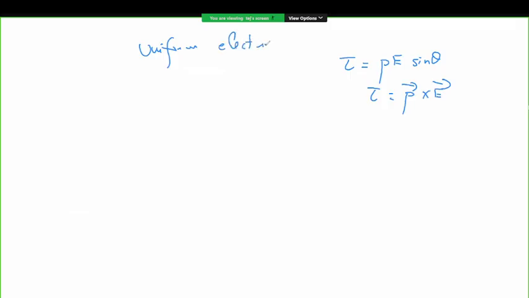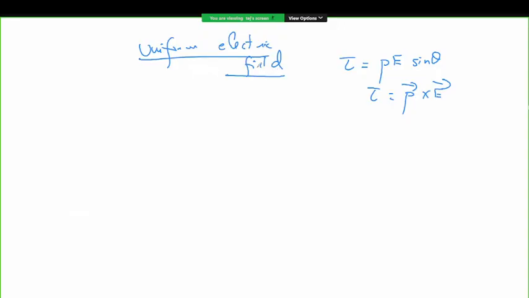Uniform external field, we spoke about the other day. I told you tau equals PE sine theta. This we derived. I also told you tau will be equal to P cross E. This is where we stopped in the previous class, I feel. One superb question was asked in CET, I forgot the year: what if the charges are placed in a non-uniform electric field?